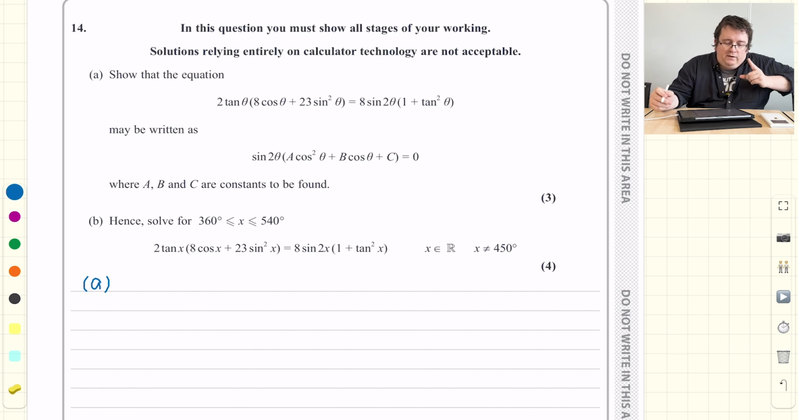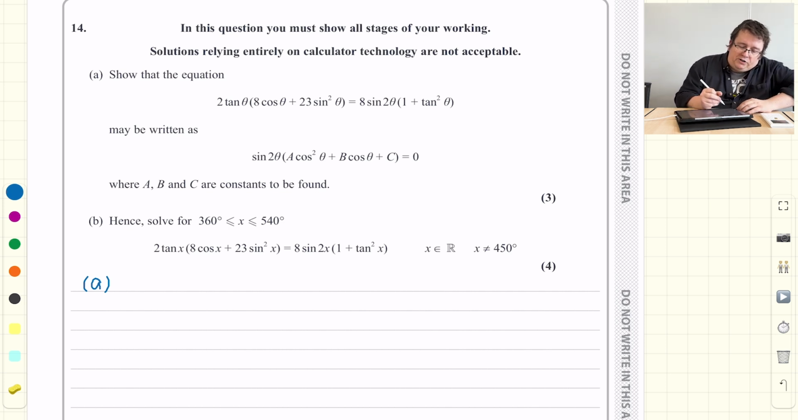Right, now, the first thing to note is, in the format that they want us to get it in, there's the sine 2 theta factorised out. On the right-hand side of the equation is already a sine 2 theta. So I don't think I want to mess with that. I'm going to leave that exactly where it is. But there's a few other things I can do. I definitely don't want tan thetas there, okay? And I don't want sine thetas there.